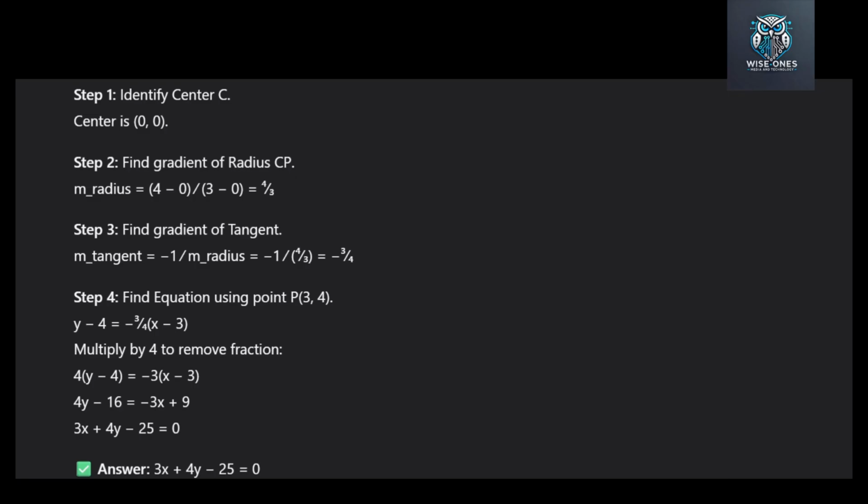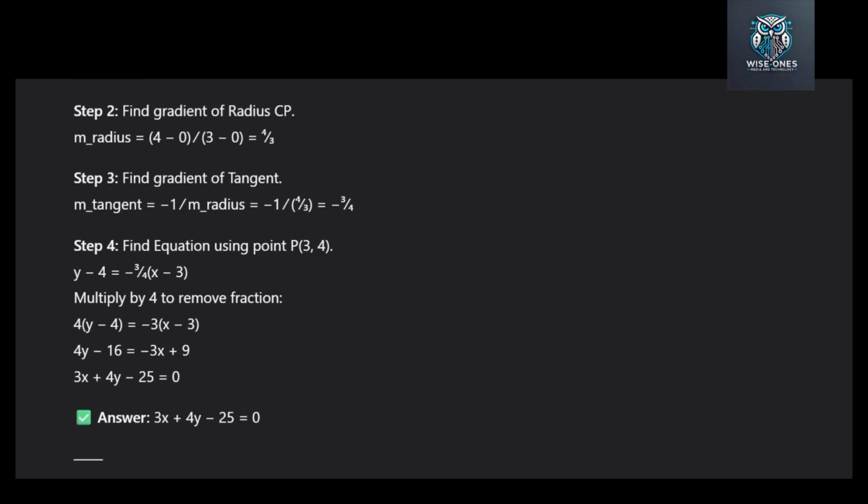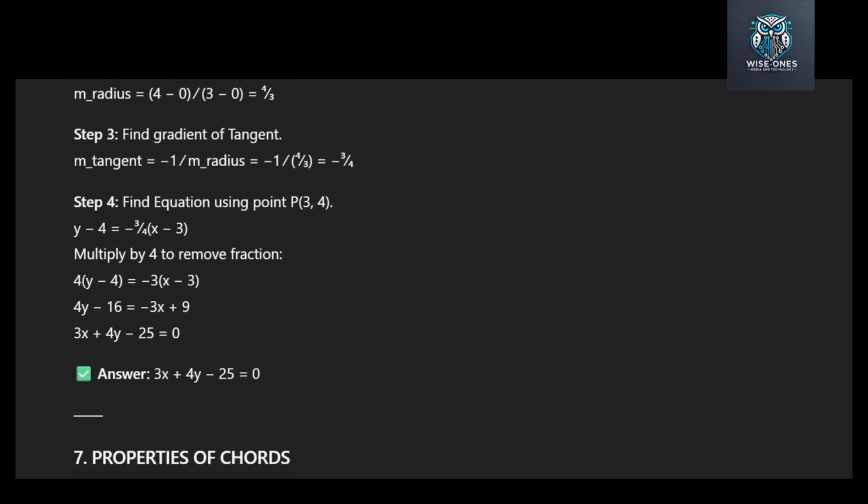Step 3. Find gradient of tangent. M tangent equals negative 1 divided by m radius. M tangent equals negative 1 divided by 4/3. This is the same as negative 3/4. So, m tangent equals negative 3/4. Step 4. Find equation using point P (3, 4). Use y minus y1 equals m times (x minus x1). Y minus 4 equals negative 3/4 times (x minus 3).